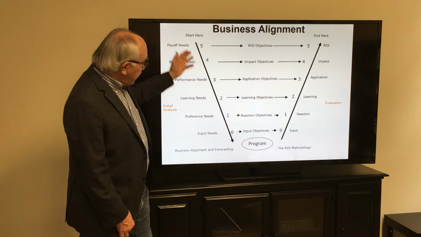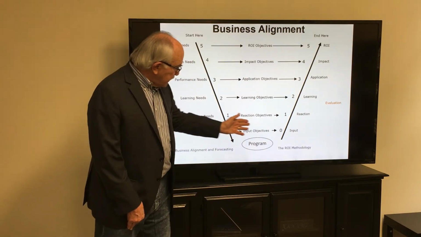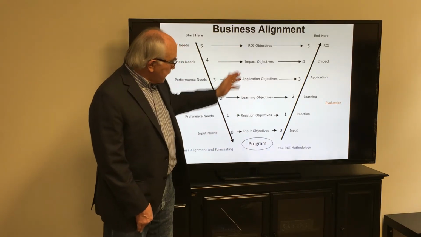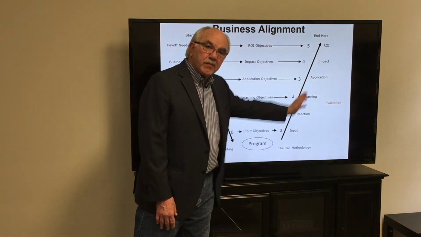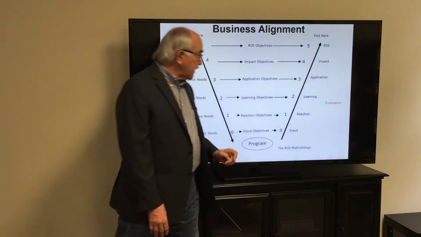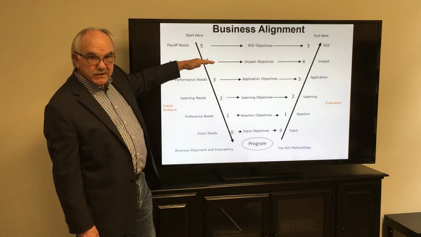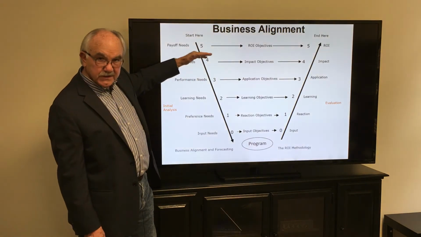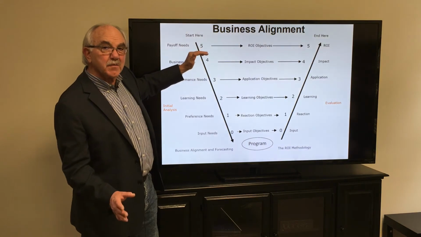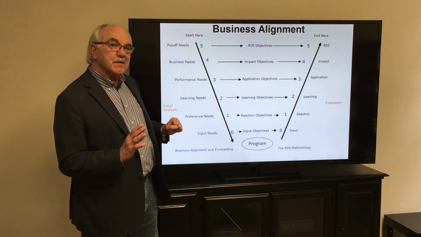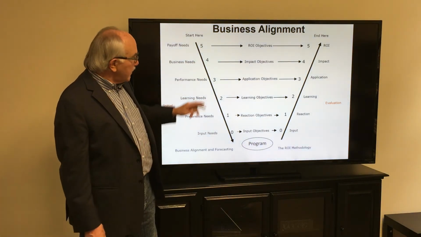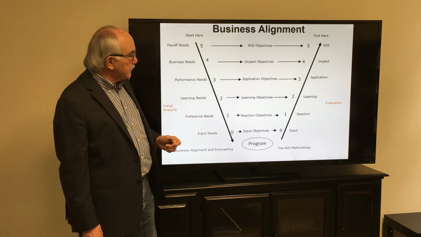So these clearly define the objectives. And then we can implement the program and evaluate the success. So this is the framework. It gives us alignment at the business need, particularly. This is what executives want to see, business alignment. They say, is it connected to the business? That's a critical thing. But we also align in these other levels as well.